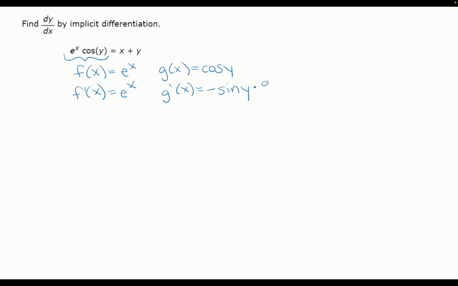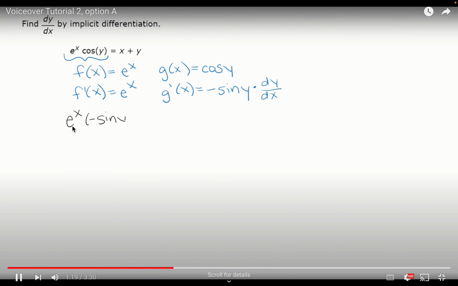And now that we've done this, we will be using the product rule, which is f times g prime plus f prime times g of x. So that's something to remember. First times second derivative plus first derivative times second, which is going to give us first, e to the x, times the second derivative, which is that, plus first prime times second, which is cos y.